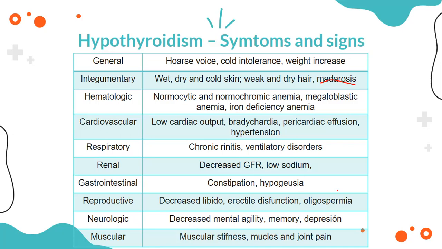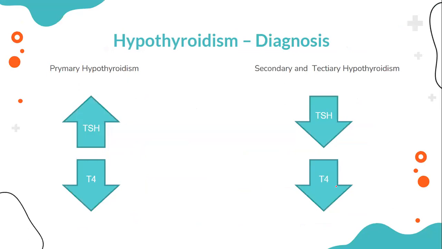Okay. So how can we diagnose this hypothyroidism? As I told you, primary hypothyroidism is related to the gland itself, right? And secondary and tertiary hypothyroidisms are related to the pituitary gland and the hypothalamus, right? So when we ask for some laboratory studies, how would the primary hypothyroidism show us its laboratory levels?